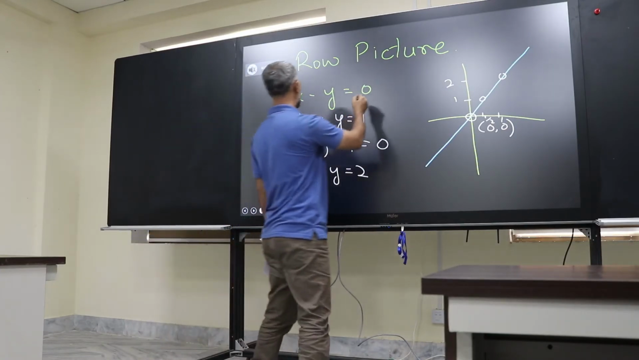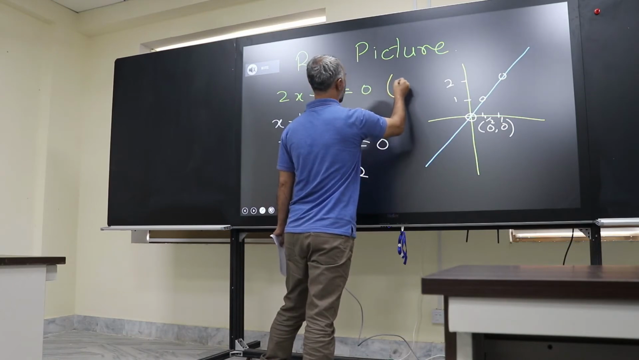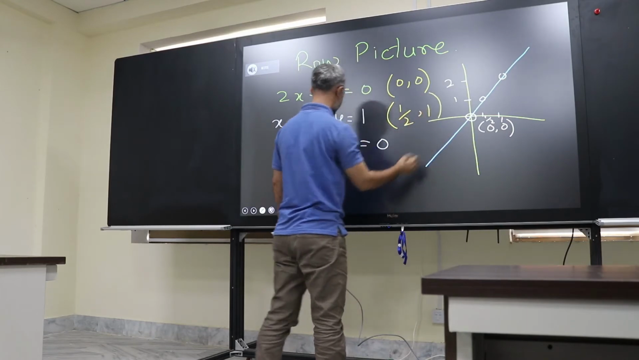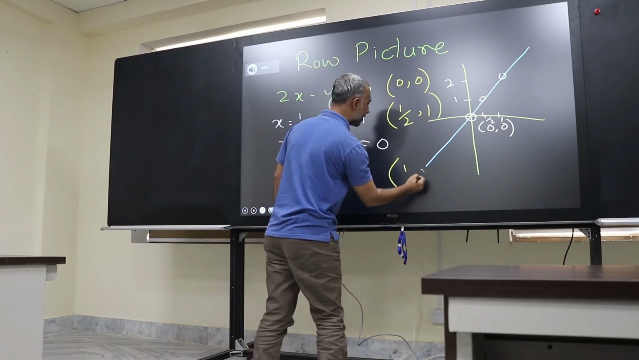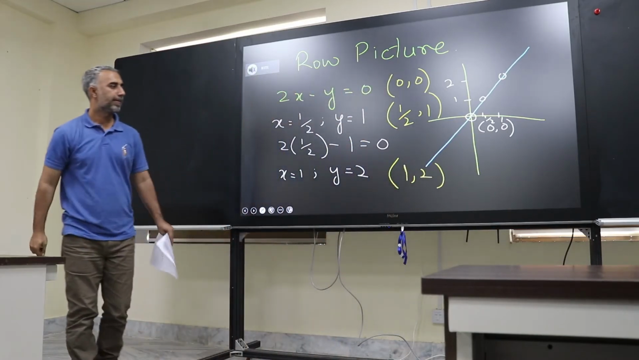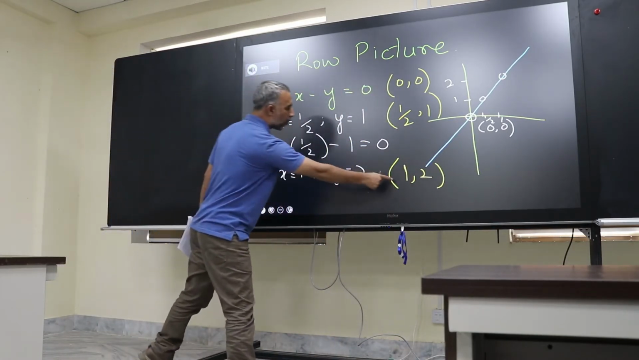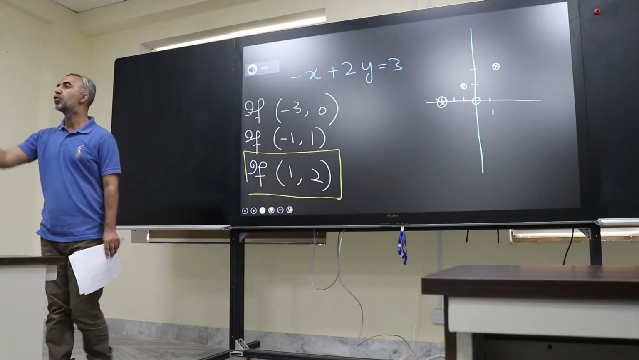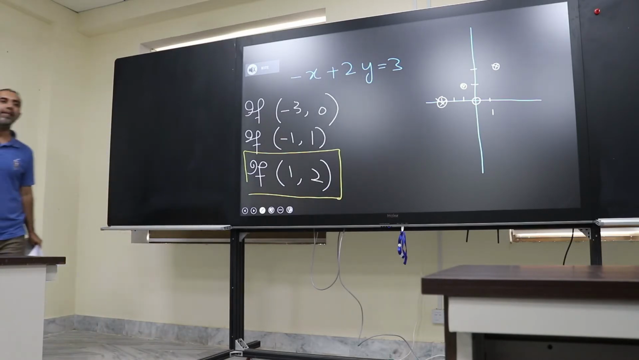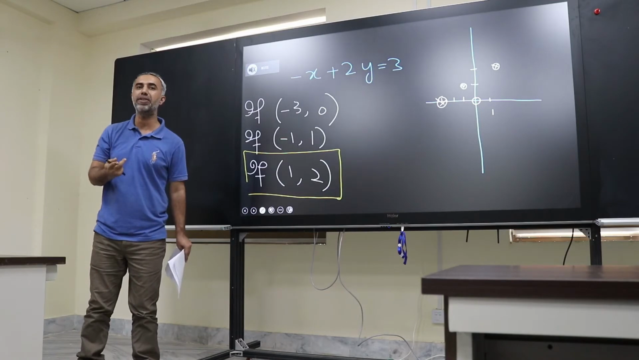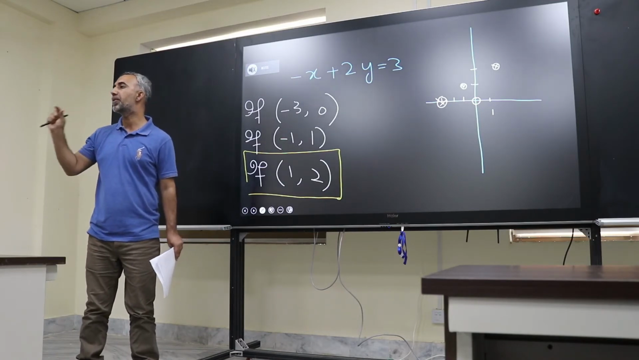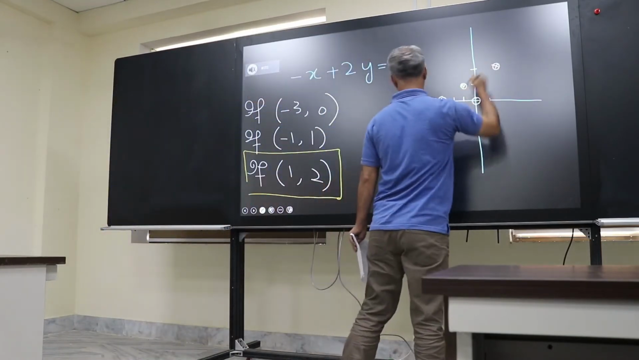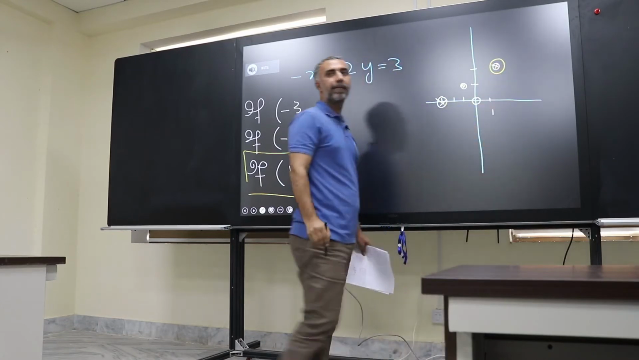Here, let me consider the point 0, 0. Here 1, 2. So this last point is similar to the next one. Two equations are different, but for getting the point of intersection, we picturize the rows and observe that at this point they are overlapping.